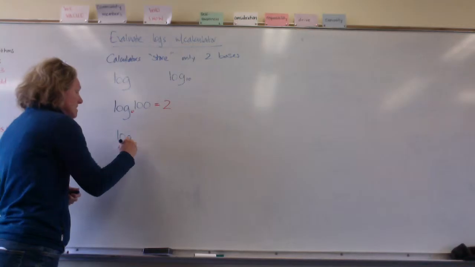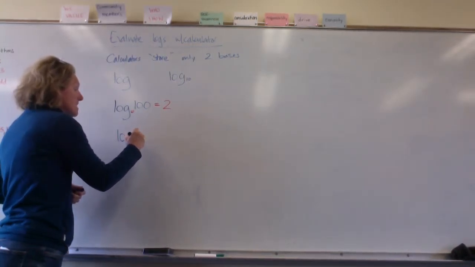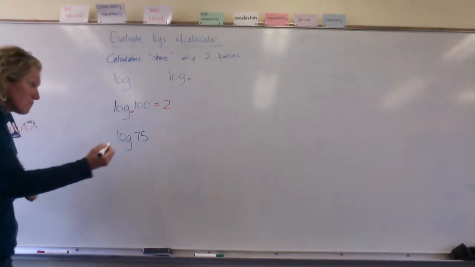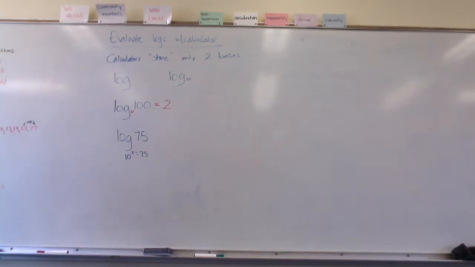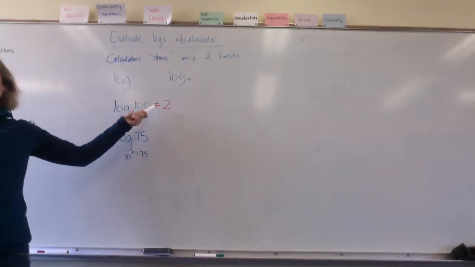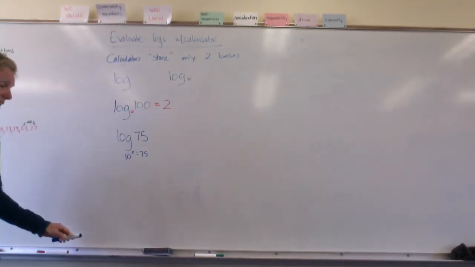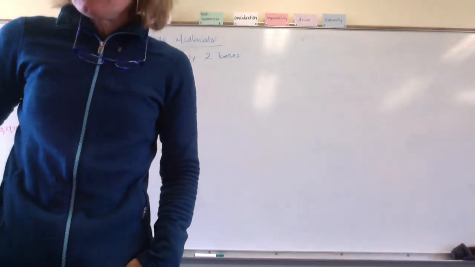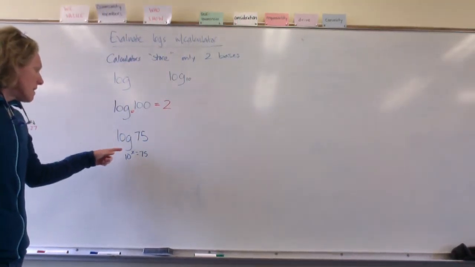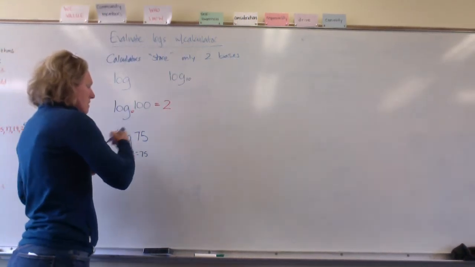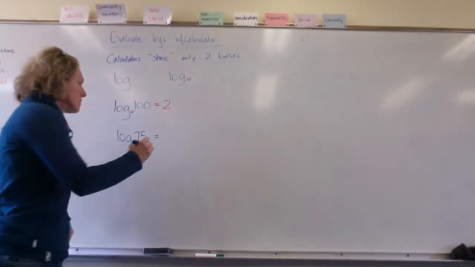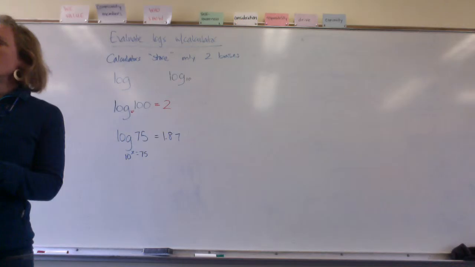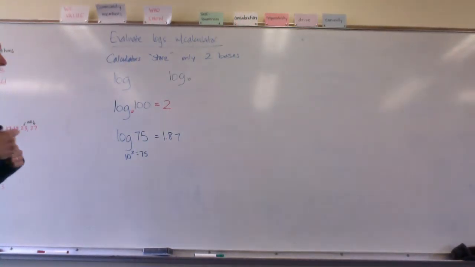But what if I asked you log of 75? That question is really saying 10 to the what is 75. Do you guys know that off the top of your heads? No. It's less than 2, right, and more than 1. So now you can go to your calculators and find the log button. It's in the first column. Type log 75, and what do you get? 1.88. That makes sense, right? We know it's going to be less than 2.